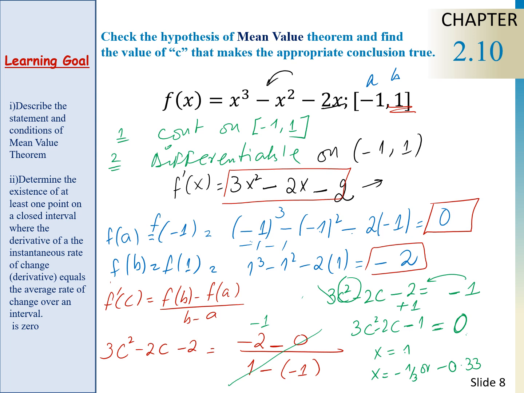Now 1 is at the edge, so we will not count it. We will check if this point is between the interval which we have to study or not. So have a look here. Go on the top here, right? This is negative 1 and here it is 1. Here it is somewhere 0, right? And what is your point? Your point is negative 0.33. This is the point. So yes, it is between the given interval.